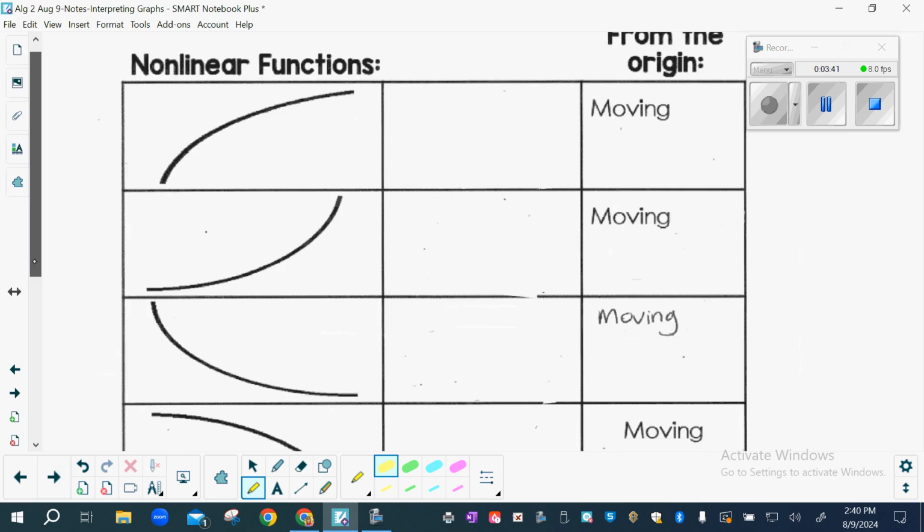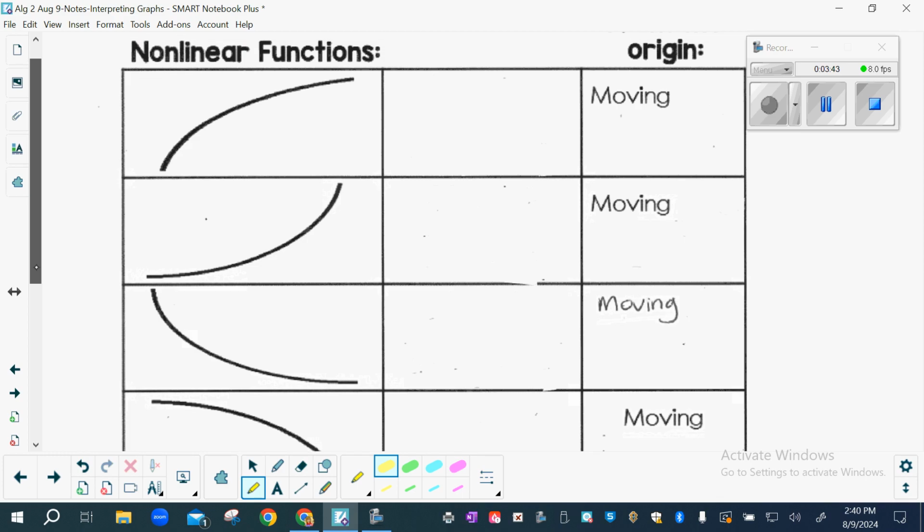Okay, so now we have some nonlinear functions. Nonlinear means not. And what's a math word we could use for that instead of straight? Not a line, that's right. So these are not lines. Does that make sense if this is not a line here? Okay, so we want to say what's happening there. We've got two different things happening.